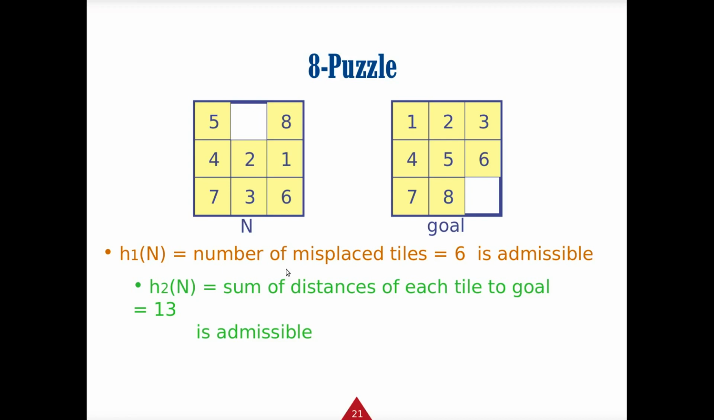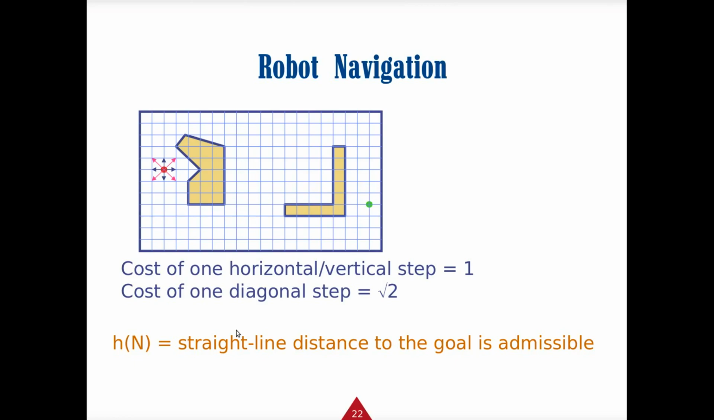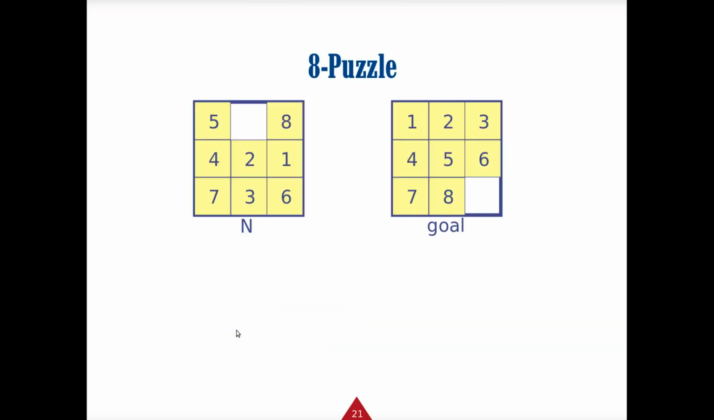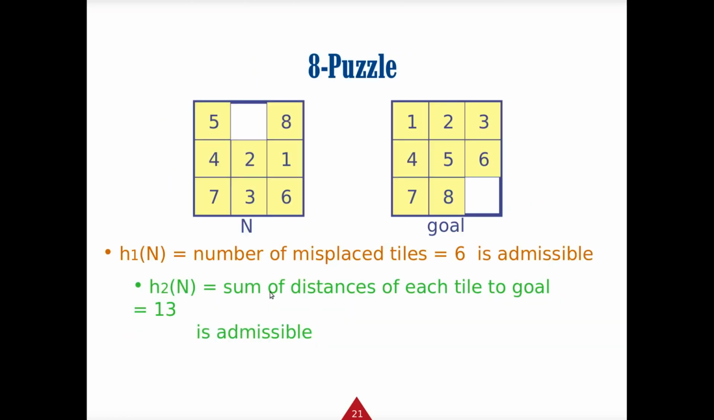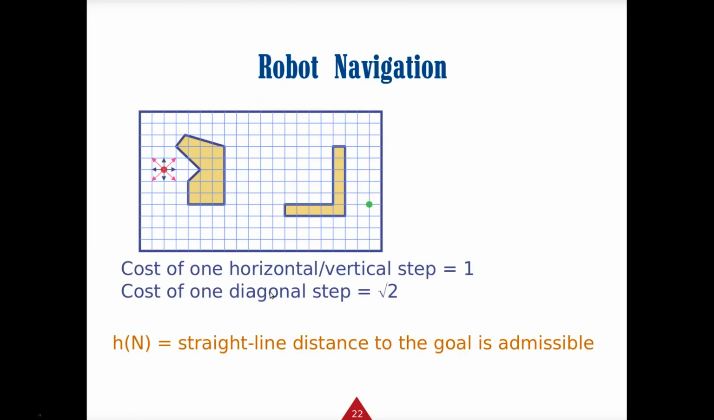And then h2 is the sum of the distances. So we have two heuristic functions. One is the number of misplaced tiles, and one is the sum of the distances. And so 13 is admissible in this case. So basically it's saying whatever one we are using is the best case. So what we want to do is find a case where performance doesn't get any worse.